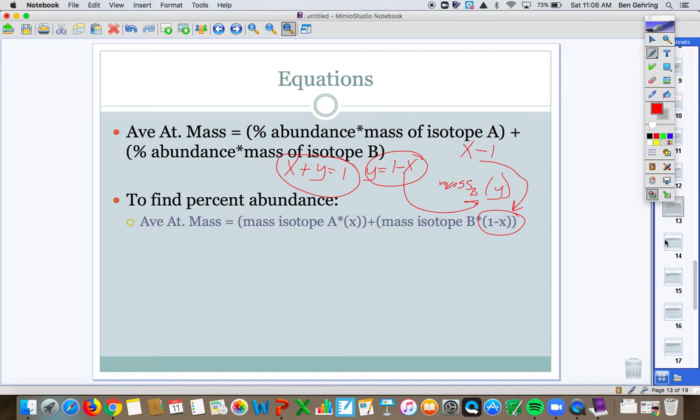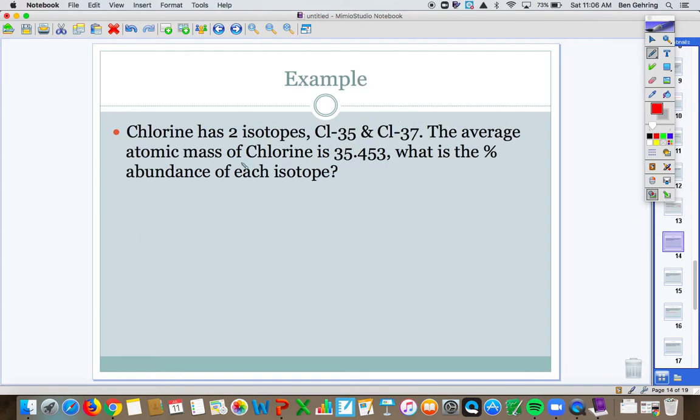All right, so chlorine has 2 isotopes, chlorine 35 and chlorine 37. The average atomic mass of chlorine is 35.453. So if I don't give this to you, look at your periodic table. It's got it. I want to know what is the percent abundance of each isotope. I did not tell you a specific mass of chlorine 35 or chlorine 37, so use 35.00 and 37.00.